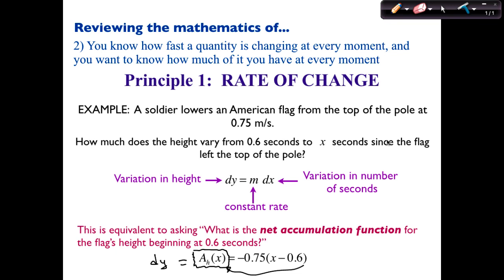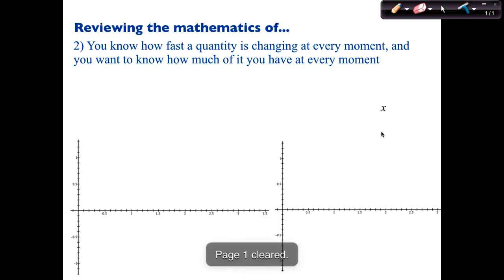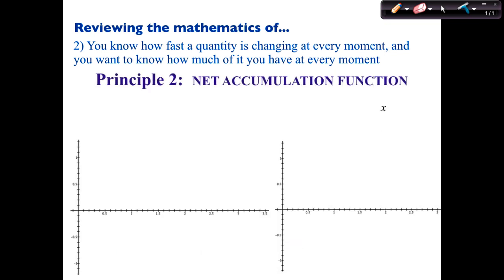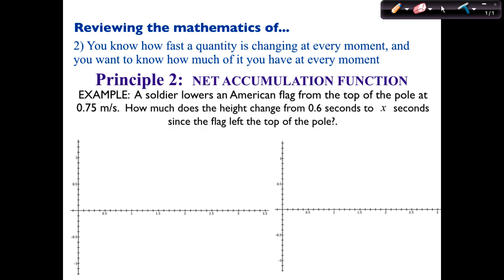Okay, so this is our net accumulation function. Quickly here, still a couple minutes. So again, m dx, but now dx is a function of x, so then dy is this function of x. All right, so this is principle 2, a net accumulation function. So same situation. I'm going to show some graphs here. We're going to sketch the rate of change function, and we're going to sketch the net accumulation function.